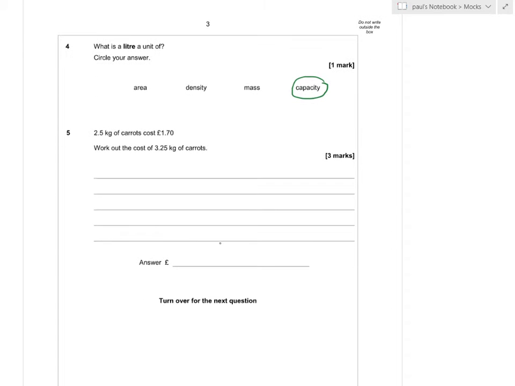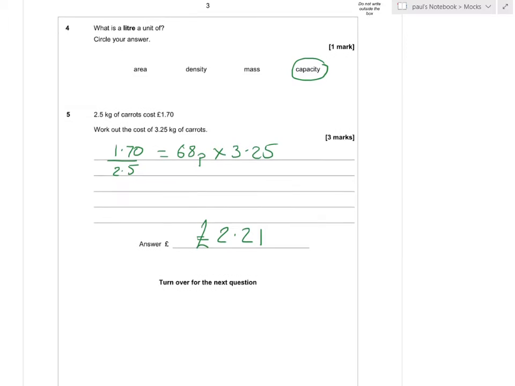So, 2.5 kilograms of carrots cost £1.70. Work out the cost of 3.25 kilograms of carrots. So, £1.70 divided by 2.5 tells you how much a kilogram costs. £1.70 divided by 2.5 is 68 pence. Multiply that by 3.25, 68 pence times 3.25 equals £2.21. Okay, right, we'll cover that. Now let's have a look at the next one.